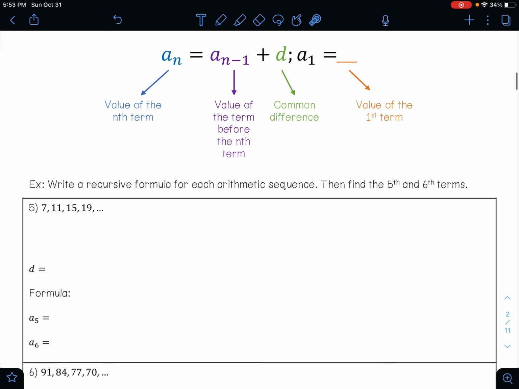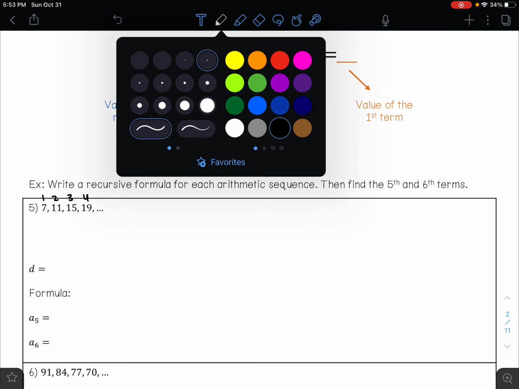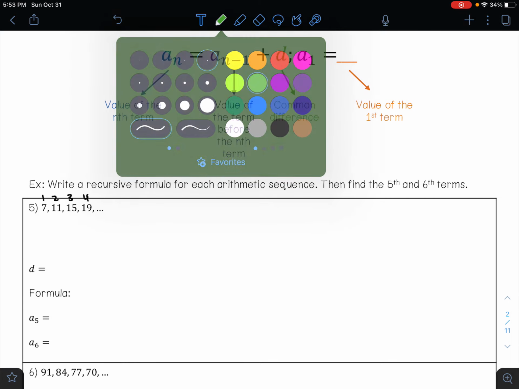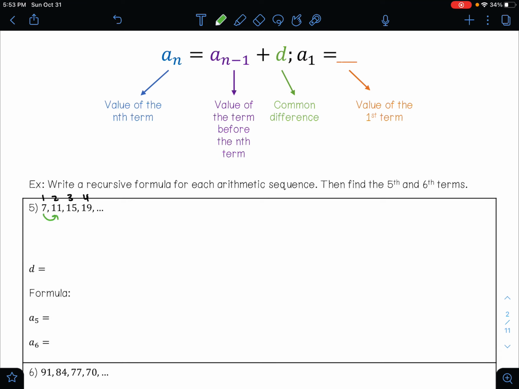It says write a recursive formula for the arithmetic sequence, then find the 5th and 6th terms. So if you look, this is the first term, the second term, the third term, the fourth term, and so on. So let's look for the pattern here. How do I go from 7 to 11? I add 4. How do I go from 11 to 15? Add 4. How do I go from 15 to 19? I add 4. So this is arithmetic, and my common difference d is 4.